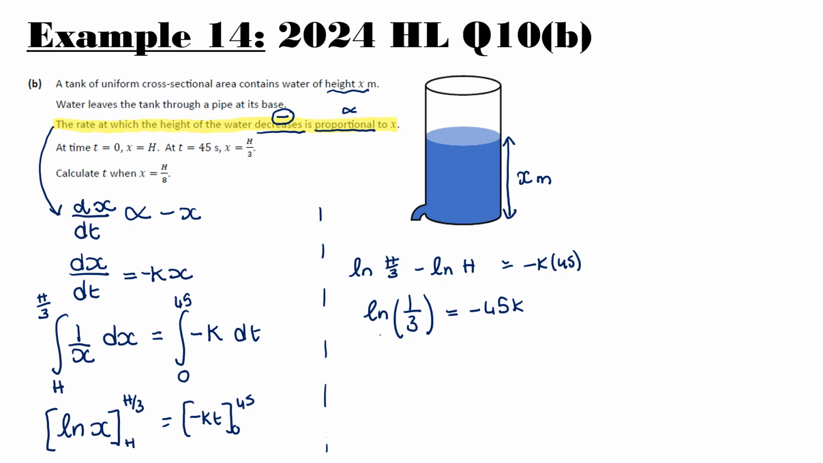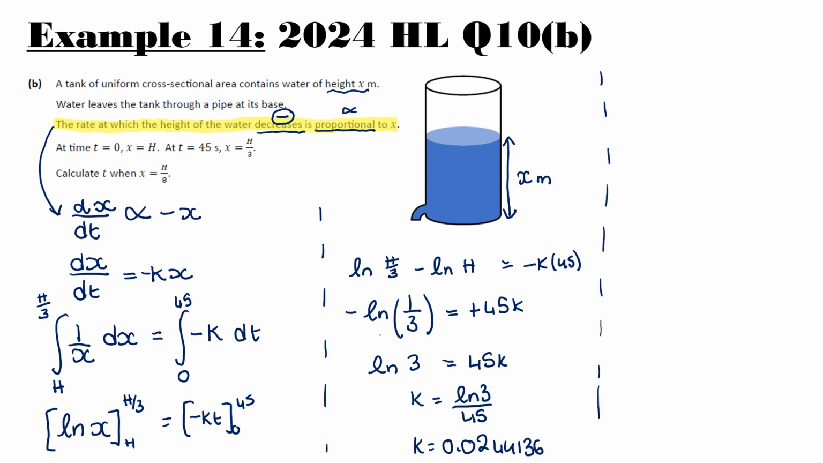Now, if we get rid of this minus by bringing it over, so if I put the minus here instead, then I can bring this as a power. Think of your rules of logs. So the coefficient becomes a power, so it's 1/3 to the power of -1. So that's the same as the natural log of 3 is equal to 45k, which gives us k is equal to the natural log of 3 divided by 45, which is kind of nicer than putting in a specific decimal, but if you want to put a decimal, that's absolutely fine. It works out as 0.0244136.